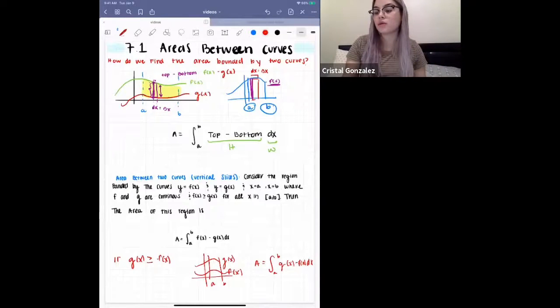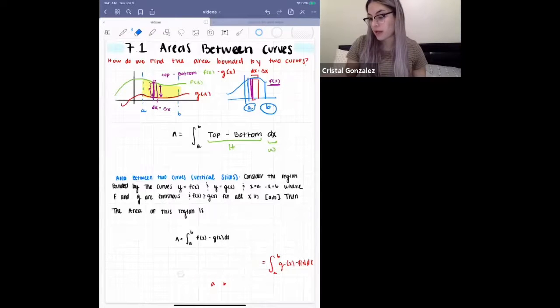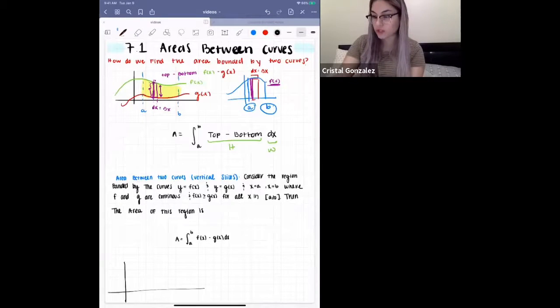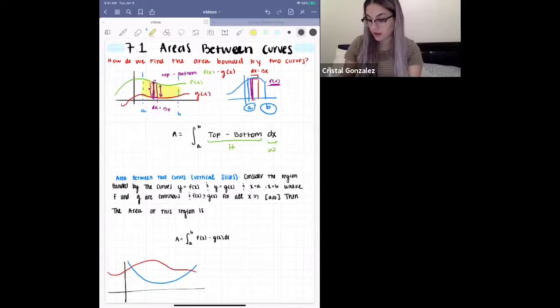Okay, and I also want to point out that for these examples that I have here, I made the bounds a and b. But let's say you have two functions and they don't give you those values a and b. They give you that this is f of x, and this is g of x, and they want you to find this area between the two curves. Now, how would you do that?